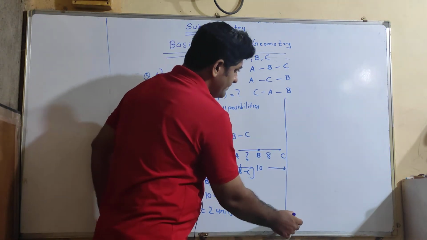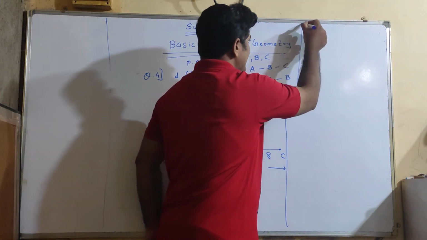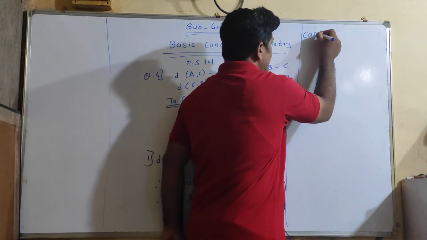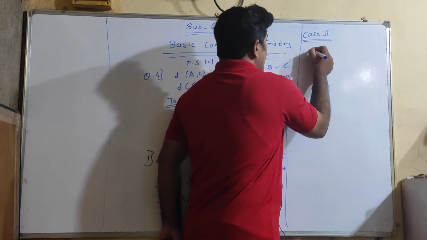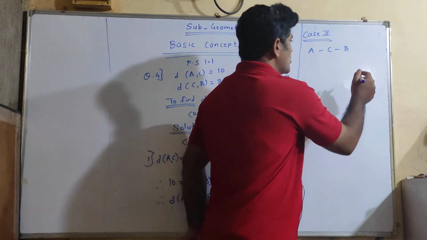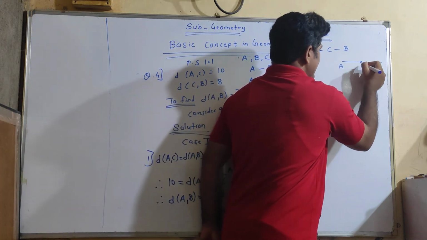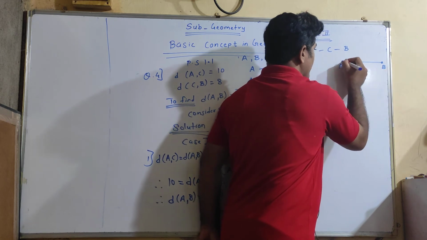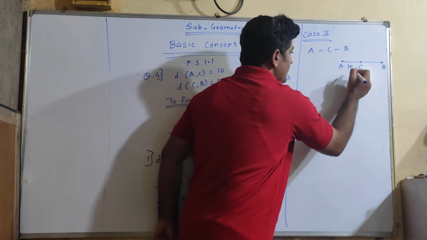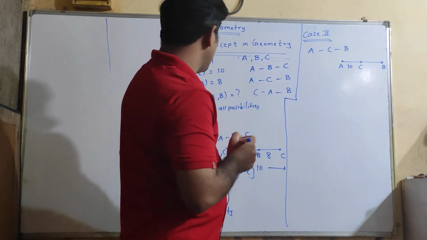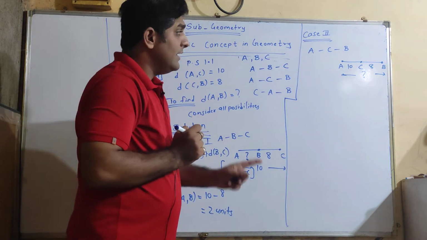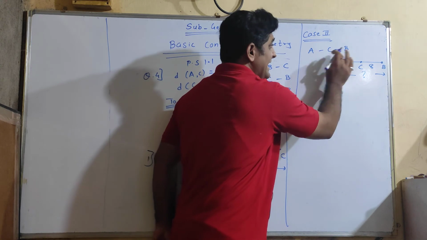Let's take the next case over here. The next case, that is case 2. If we look at A-C-B, let's draw a figure based on that. So if we see CB, okay, let's write down the values now. AC is 10, CB is 8. We are asked to find distance AB. Let's find out now. Again A-C-B.